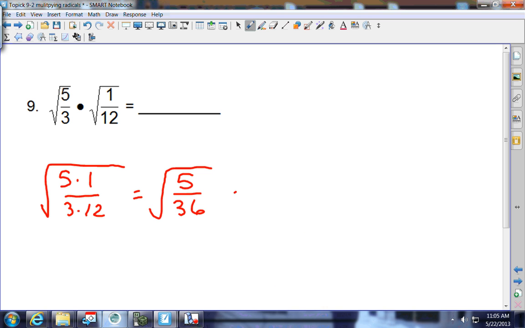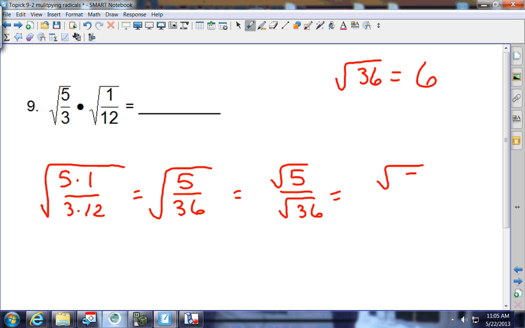Now I'm going to separate this. Square root of 5 over the square root of 36. What's the square root of 36? 6. It makes it much better when you can find your perfect square. So my answer becomes the square root of 5 over 6. That's my answer.